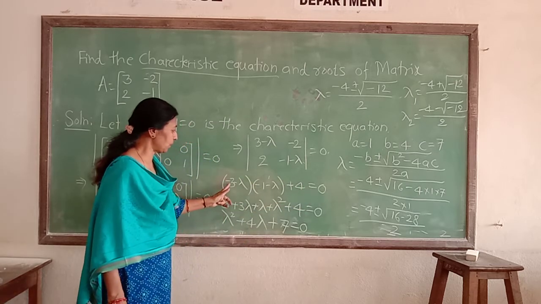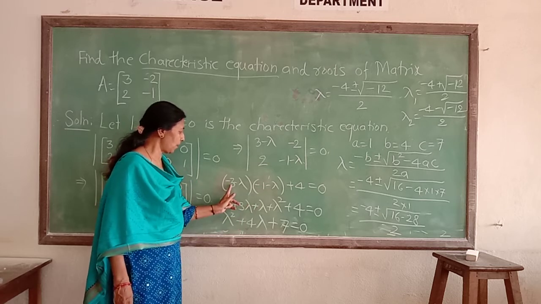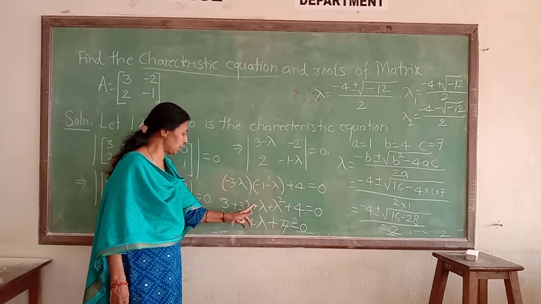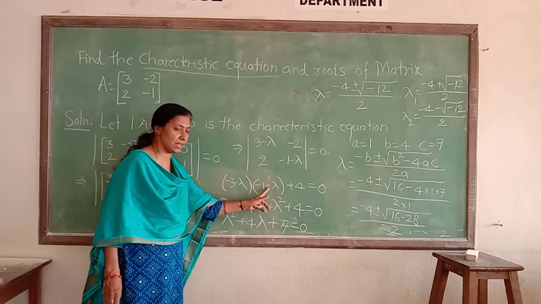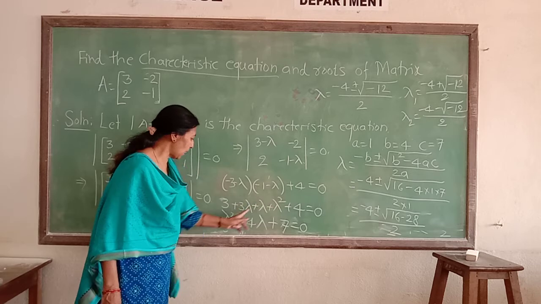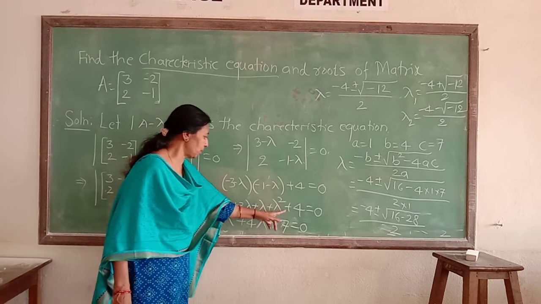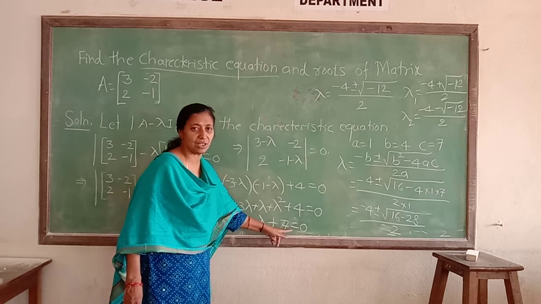Then multiply: 3 into minus 1 is minus 3, 3 into minus lambda is minus 3 lambda, minus lambda into minus 1 is plus lambda, minus lambda into minus lambda is plus lambda square, plus 4 equal to 0. Now write lambda square, minus 3 lambda plus lambda is minus 2 lambda, minus 3 plus 4 is 1 equal to 0. This is the characteristic equation.